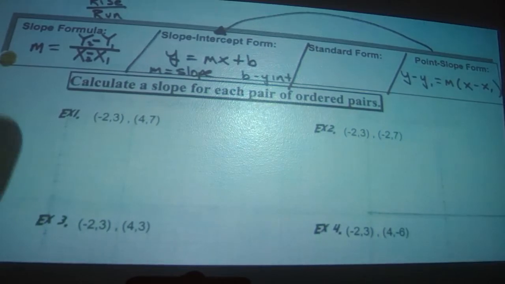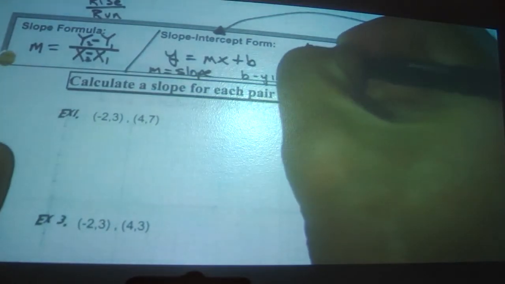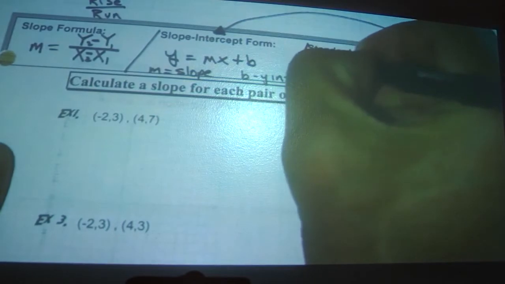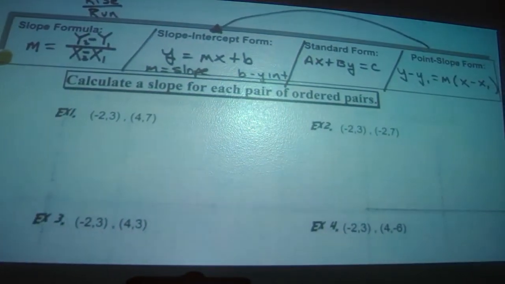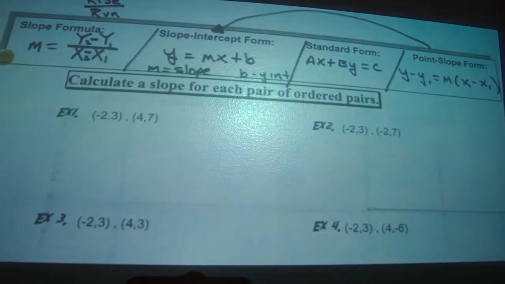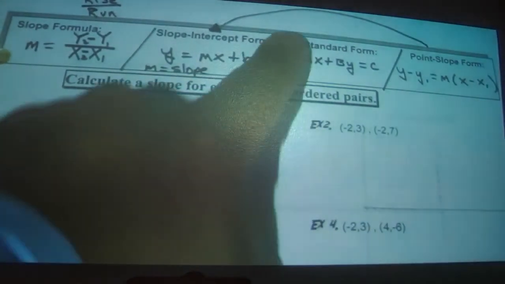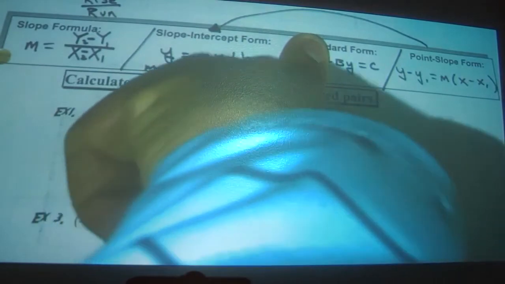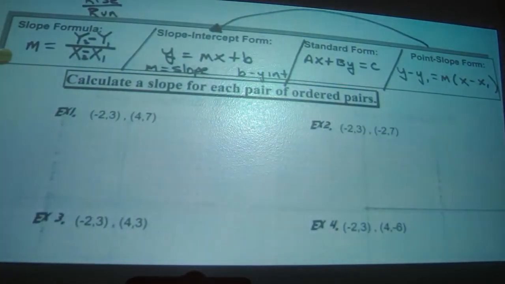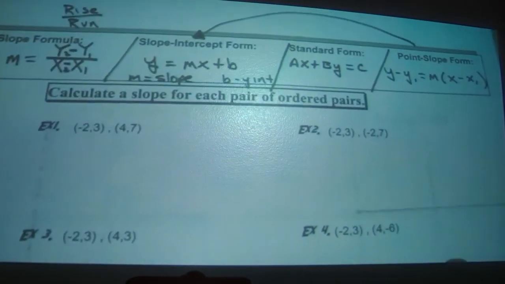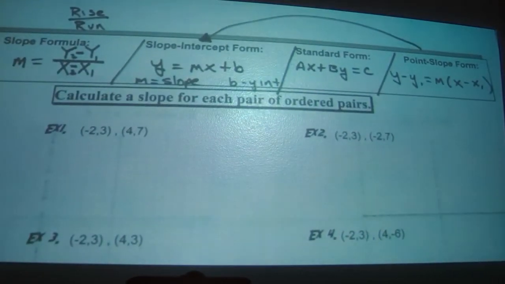Last but not least is standard form. Standard form we don't spend a whole lot of time on because standard form is good for nothing. No, it's good for something. It's good for finding x and y-intercepts. You can use the cover-up method. If you plug in 0, you can find the y-intercept. If you plug in the 0 there, you can find the x-intercept. So ax plus by equals c is the standard form of a line.